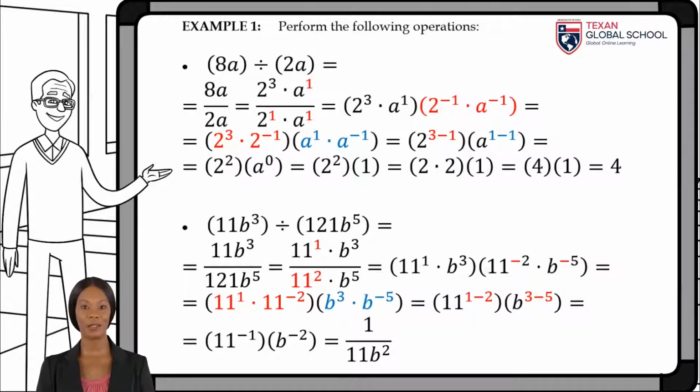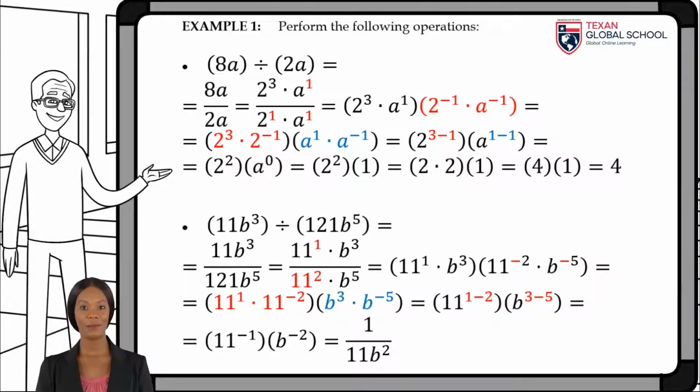Now, using laws of exponents, we will move the factors of the denominator to the numerator with the opposite sign. Now, we group equal bases and subtract exponents to simplify. We thus obtain 2 squared, a raised to 0. By definition, a raised to 0 is 1, so the result of this division of monomial by monomial is 2 squared, or 4.